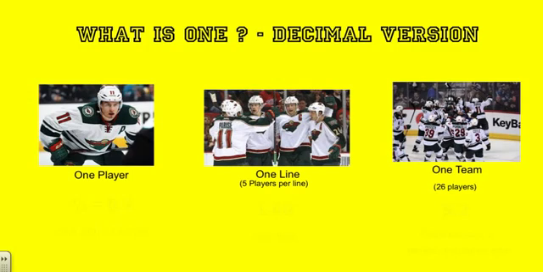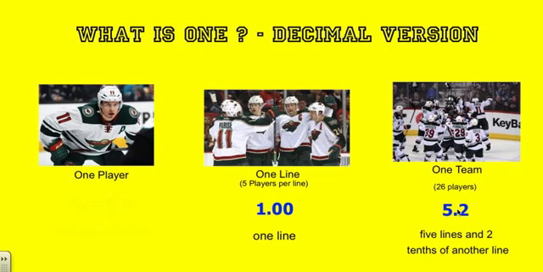Next, we're going to look at the hockey team from the decimal perspective. So we're looking at 1 line, or 5 players per line is going to be our 1.0, or our 1. So 5 players on the ice is our 1. Then we're going to be looking at the entire team. So 26 players, and that 26 over 5 again is our fraction because there's 26 players on the team, 5 players per line. We do our division, 26 divided by 5, we're going to end up with 5 and a remainder of 2/10 of another line. So we'll have 5 whole lines and 2/10 of another line.